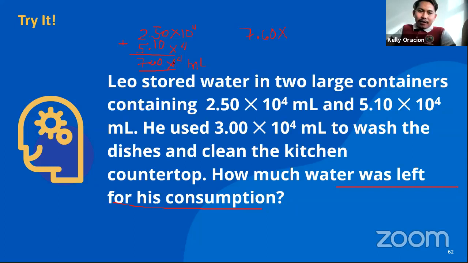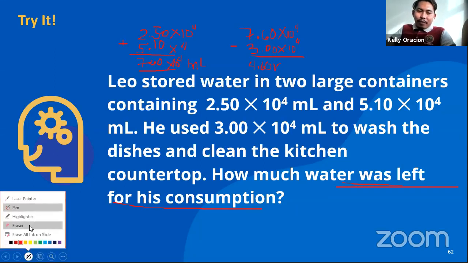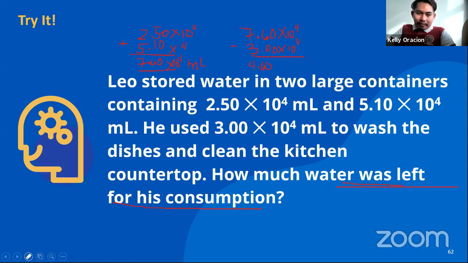Ay, sorry, kulang 10. Times 10 raised to 4 minus, gumamit man sila 3 times 10 raised to 4. Now, ang question kasi dito, ilan na lang yung naiwan na tubig? So, i-subtract, that's 4.60 times 10 raised to 4 ml. And that is your answer.